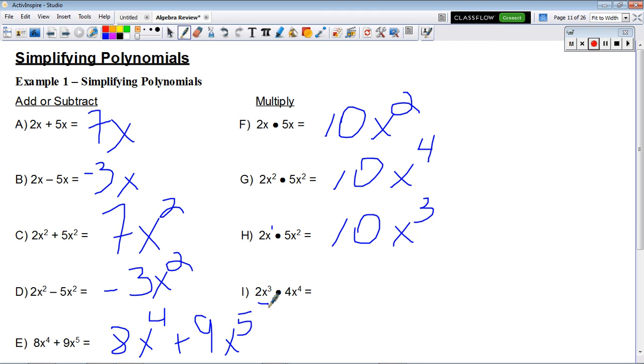And then I have 2x to the 4th times 4x to the 4th, 2 times 4 is 8, x to the 4th times x to the 4th, once again I'm going to add the exponents, so that would be x to the 8th. So just note here that even now with the multiplication side of this, even though the exponents were different, I can still multiply those together. However, when you're talking about adding or subtracting, the variables and the exponents both have to be exactly the same.